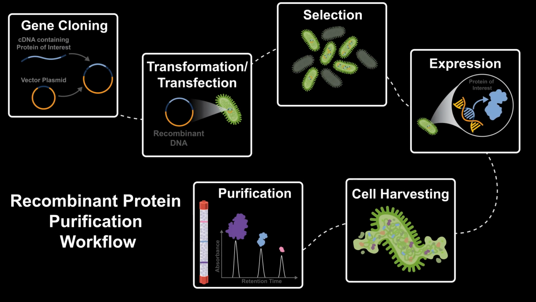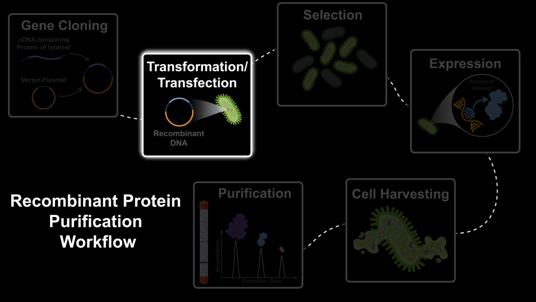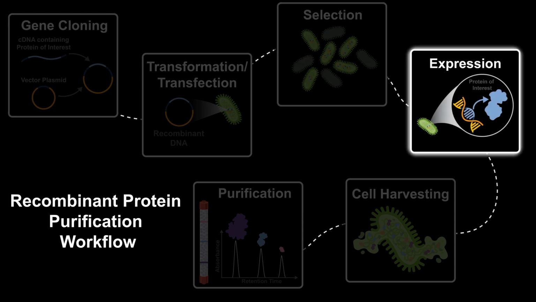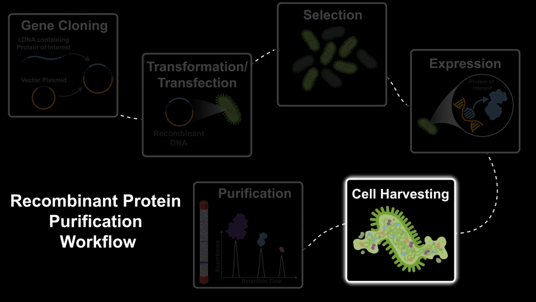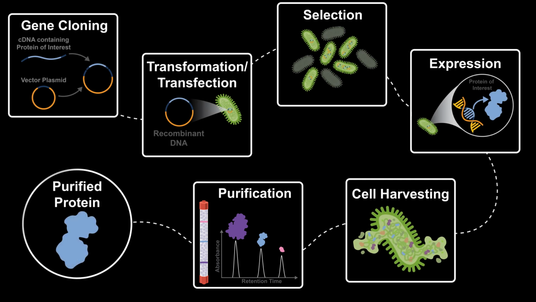To begin, recombinant protein purification follows 6 basic steps. These include gene cloning, transformation or transfection, selection, expression, cell harvesting, and finally purification. After purification, the isolated protein can be further characterized and analyzed using a variety of different techniques that will not be covered in this video.